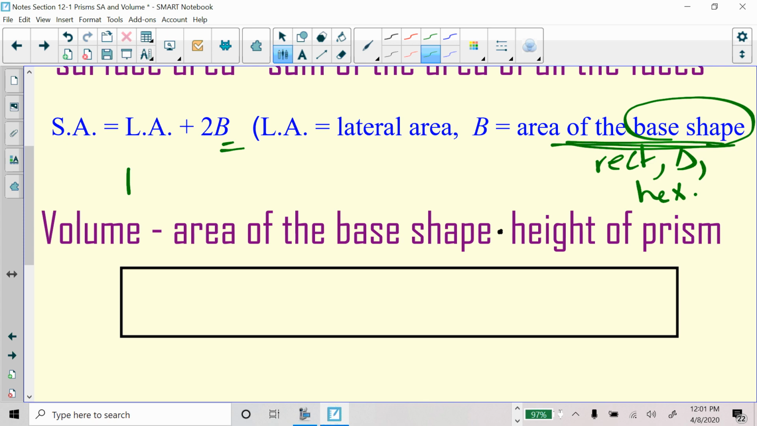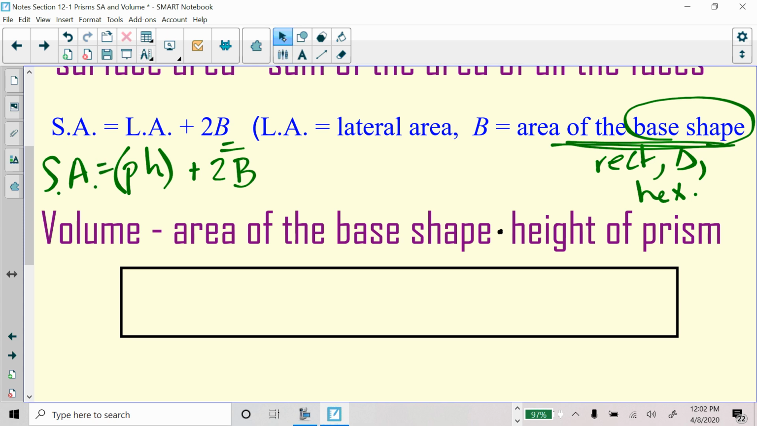And lateral area is still the perimeter of the base shape times the height of the prism, right? So that didn't change, plus 2 times the area of the base shape will give you the total surface area. You can just call it surface area. You can call it total area. I've seen it both ways.